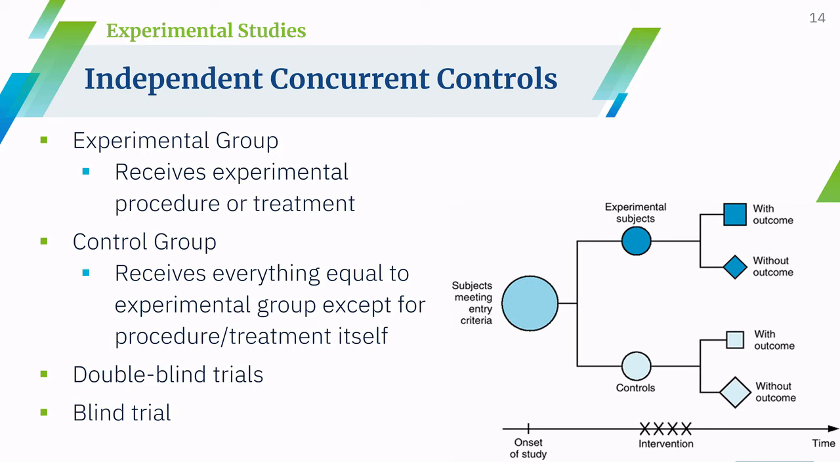To reduce the chances that subjects or investigators see what they expect to see, researchers can design double-blind trials in which neither subjects nor investigators know whether the subject is in the treatment or the control group. When only the subject is unaware, the study is called a blind trial. In some unusual situations, the study design may call for the investigator to be blinded even when the subject cannot be blinded.